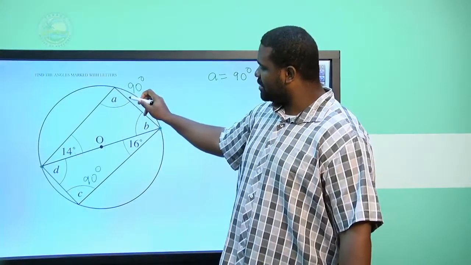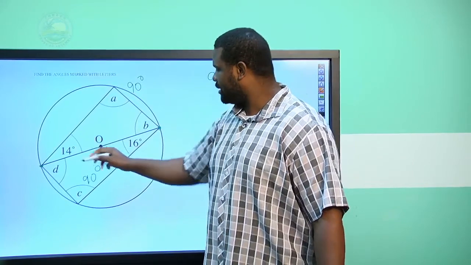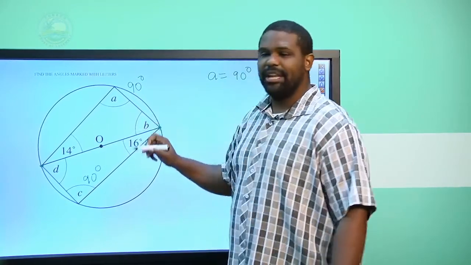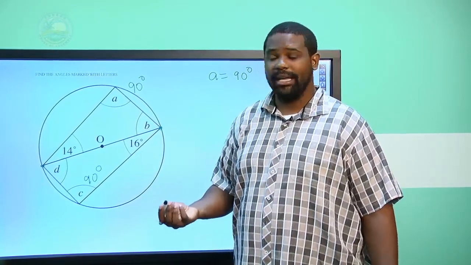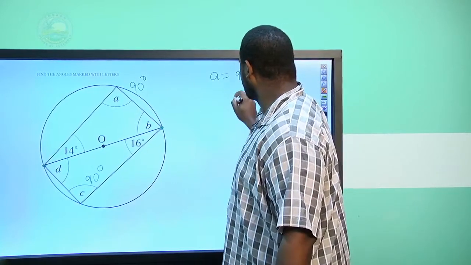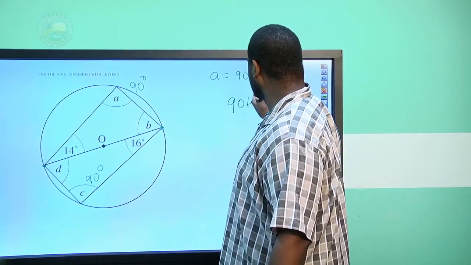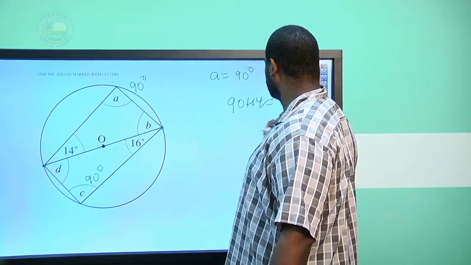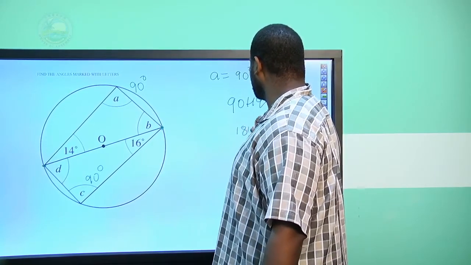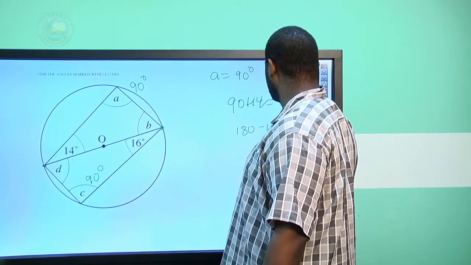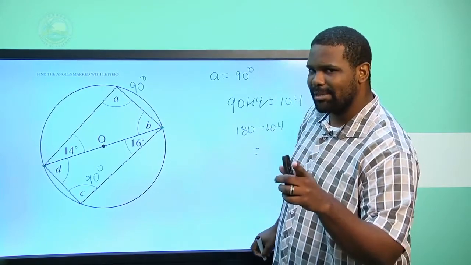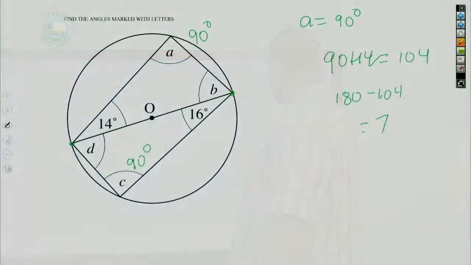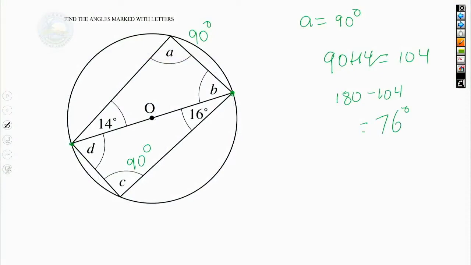So if here is 90 and here is 14, then we know that this must be the remainder to make it 180. 90 and 14 is 104. So then 180 take away 104. Quick maths, what's the answer? Beat it before me. Good job. It's 76 degrees. So B should be 76 degrees.